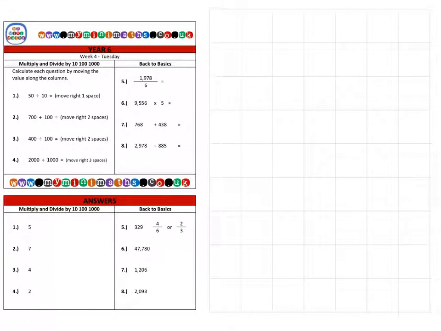And today we're going to be looking at dividing a whole number by 10, 100 and 1000.